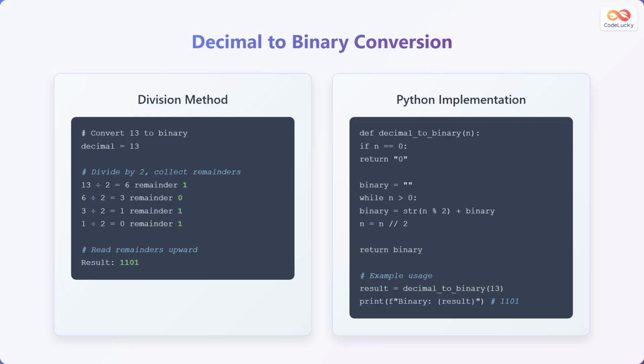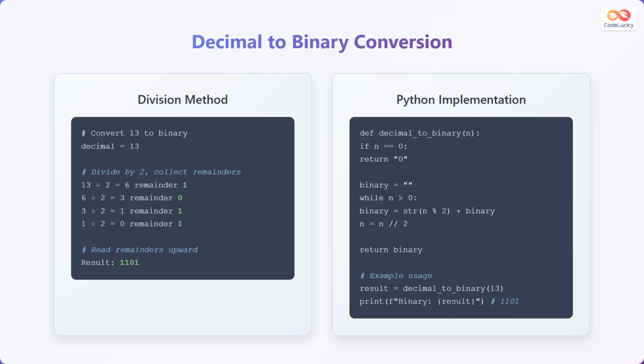Let's start with converting a decimal number to a binary number using the division method. Consider the decimal number 13. Divide 13 by 2, which gives you 6 with a remainder of 1. Next, divide 6 by 2, which gives you 3 with a remainder of 0. Then divide 3 by 2, which gives you 1 with a remainder of 1. Lastly, divide 1 by 2, which gives you 0 with a remainder of 1. Now read the remainders from bottom to top. The result is 1101, which is the binary equivalent of 13.